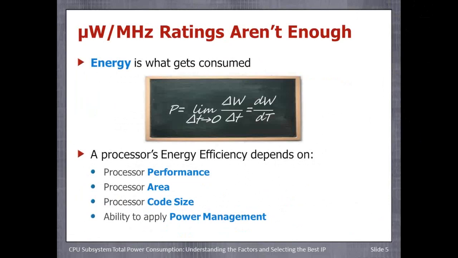Milliwatts per megahertz would tell you very little about the energy efficiency of any given processor. As we will discuss in the following slides, a processor's energy efficiency depends on performance, area and code size of the processor, and its ability to apply power management. So let's take a look at those in more detail.